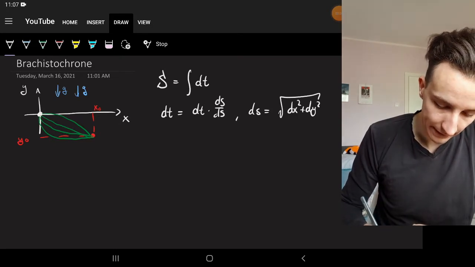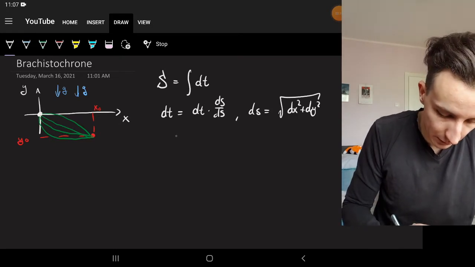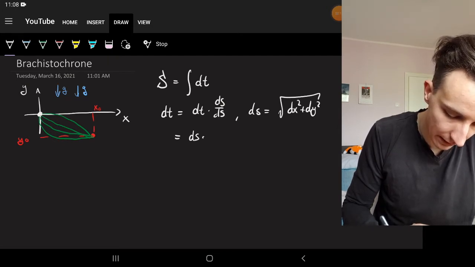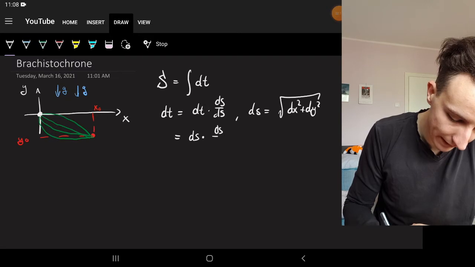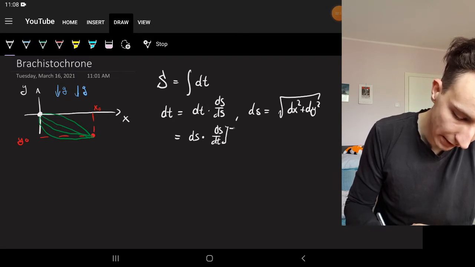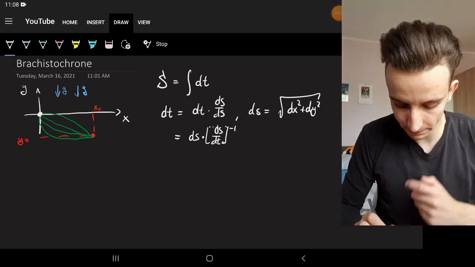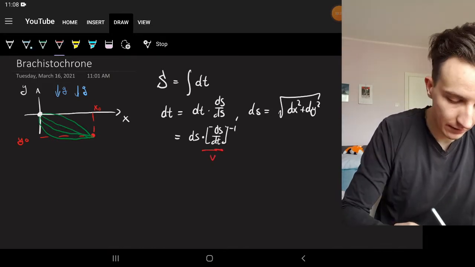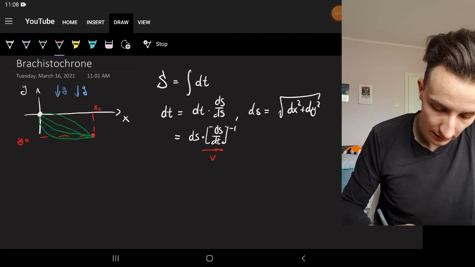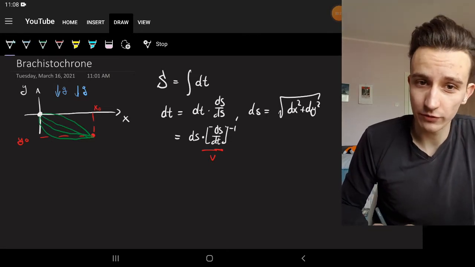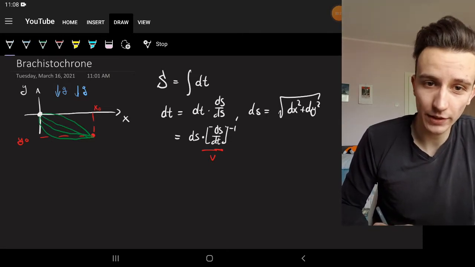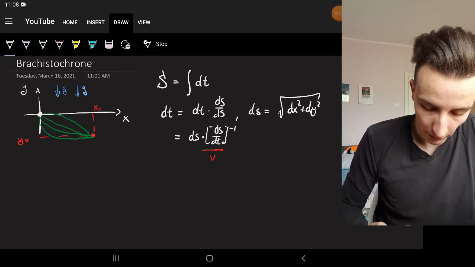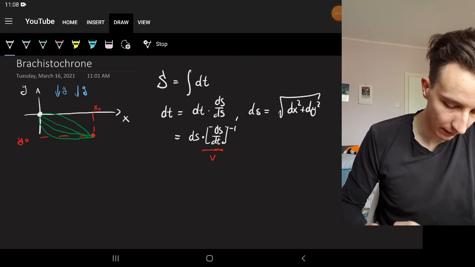And now here, of course, we can factor out one of the differentials and leave a derivative of the other. Let me just rewrite this. So this is ds times ds by dt to the minus 1, right? 1 over this. Now this is just the modulus of the velocity, which would be equal to the square root of the derivative of x with respect to time squared plus the derivative of y with respect to time squared. But we can find something else.